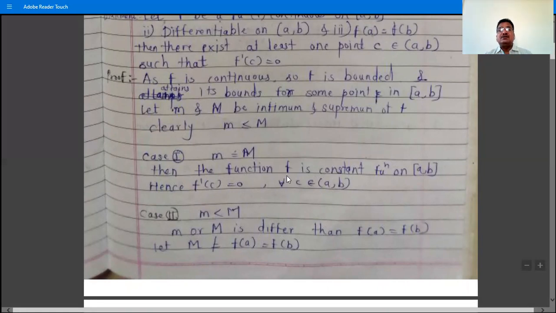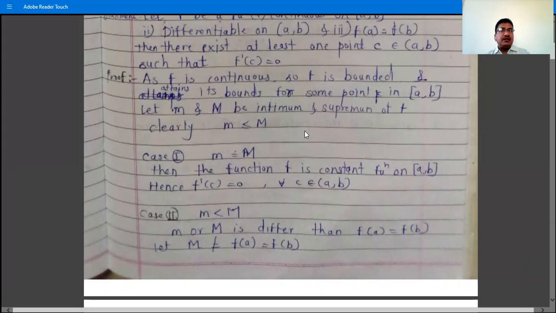That is, the image of every element is some fixed constant number under the function f. The function is of this type: f(x) equals 5, a constant function. Because for the set of images, small m and capital M, that is the infimum and supremum, are the same, therefore f is a constant function. Otherwise this does not happen.